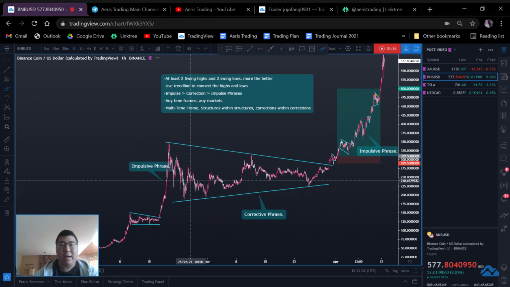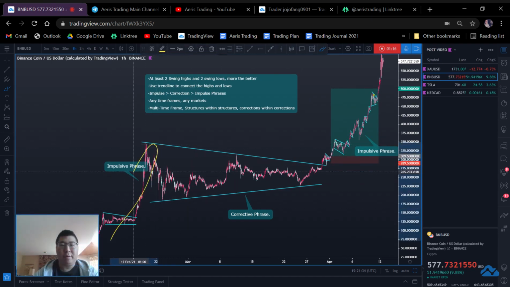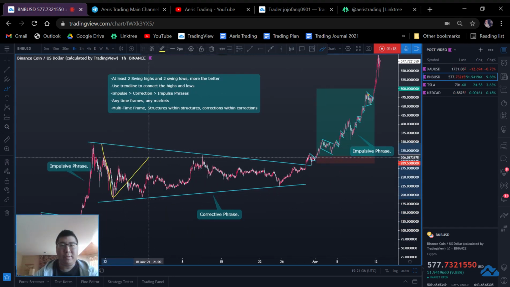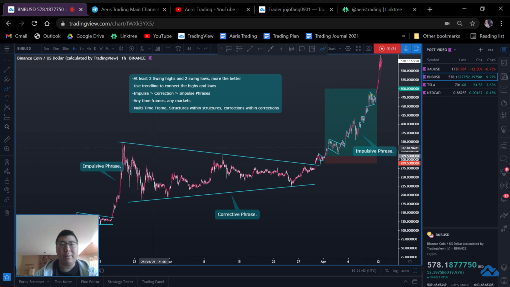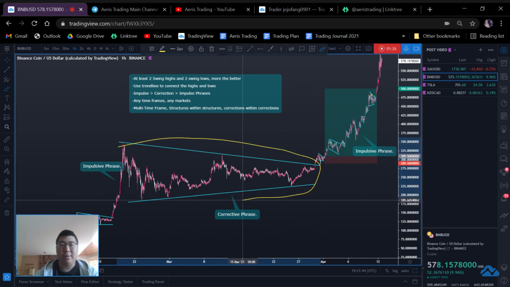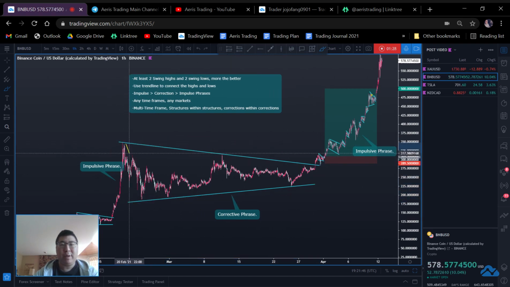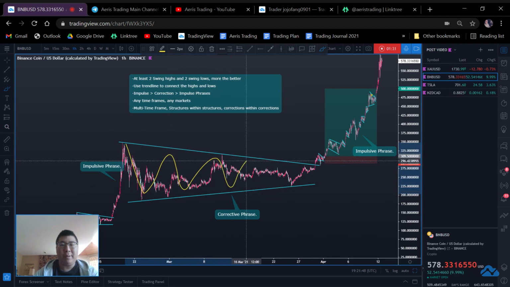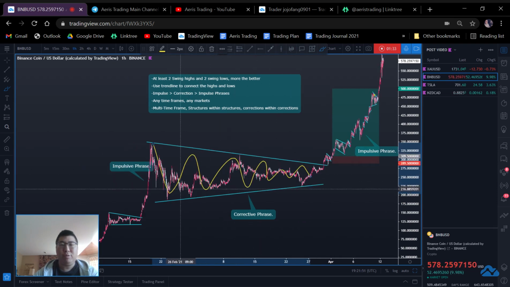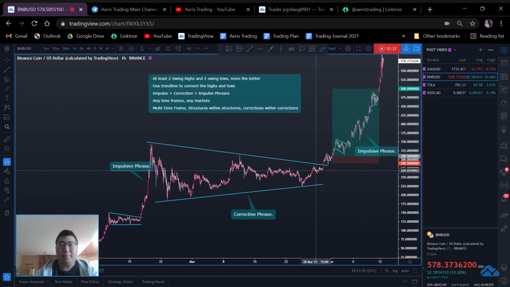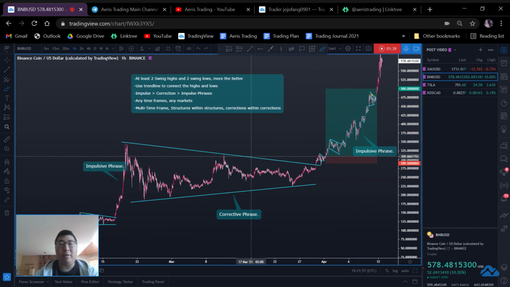We understand that after a period of impulsive phase, there's going to be a period of consolidation phase, which is a correction, which is what we always call structures or patterns. They're relatively the same thing. It's always a period of movement that is moving kind of sideways. It's not moving up and down too much, because it's preparing the price for the next impulsive move.